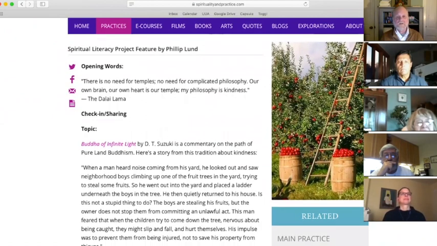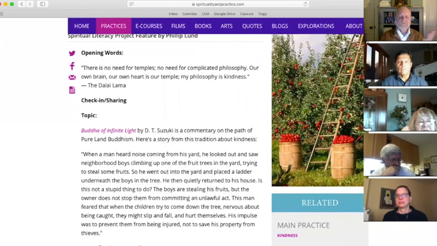So the opening words from Dalai Lama: there is no need for temples, no need for complicated philosophy. Our own brain, our own heart is our temple. My philosophy is kindness, he says. And then some time for checking in, like we just did.